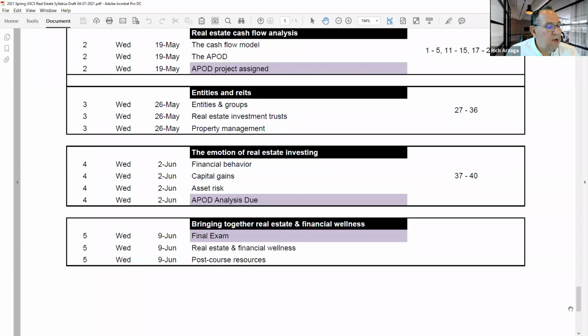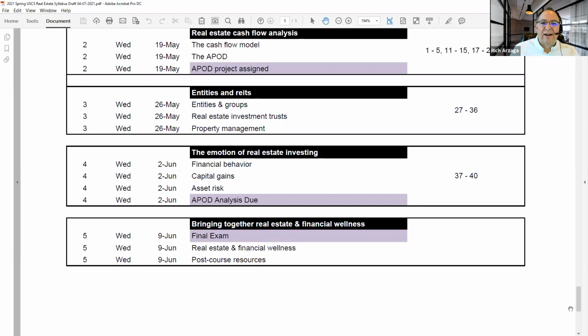So we'll be talking about other options in addition to 1031 exchanges. And then this is also when your APOD analysis is due. You'll have several weeks to work on it. You'll get support on that. I'll give you some tools. You'll be able to keep the tool. I think one of the most valuable parts here is that you'll be able to keep the APOD that you're learning on, which is very nice.